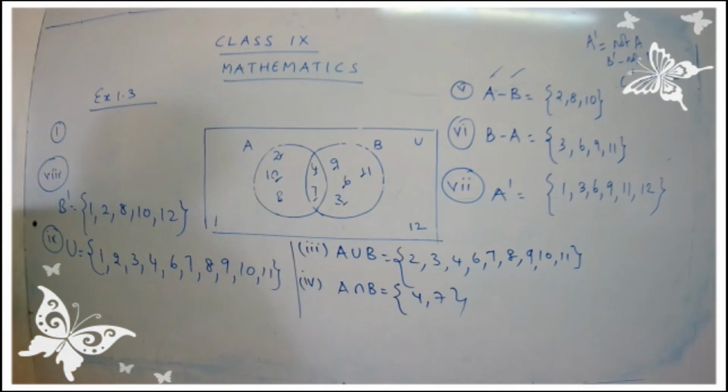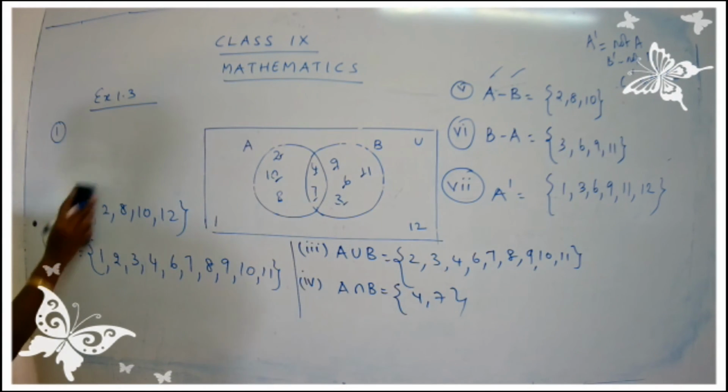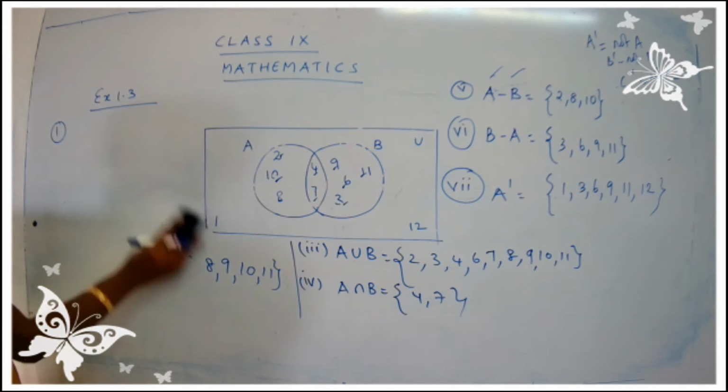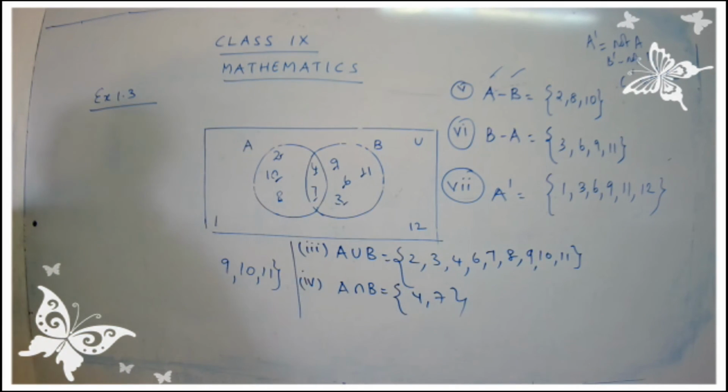So this was our first question. Using Venn diagram, we have found the value for A, we have found the value for B, we have found A union B, we have found A intersection B, we have found A minus B, we have found B minus A, A dash, B dash and U. I hope you have completed all the work, children. Good. Now I would like you to give one homework. I want to test you whether you have understood this sum clearly.